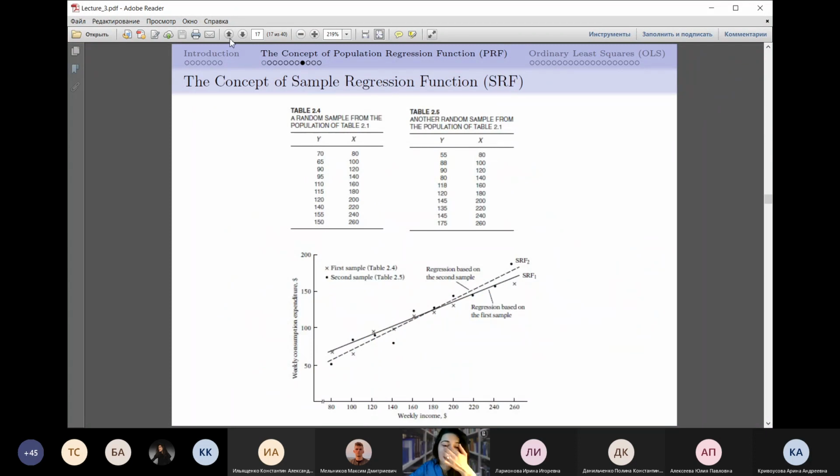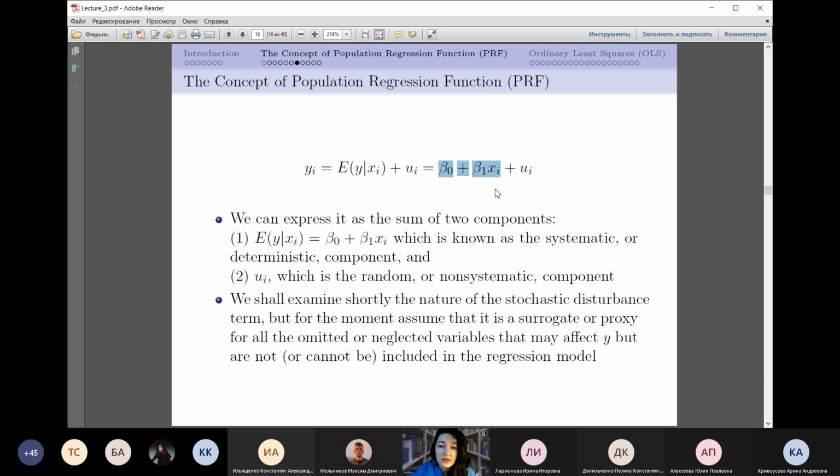That was about the population regression function, about the population regression concept. But we start our discussion today with the idea that instead of the population, we work with a sample. And our main purpose is to find beta 0 and beta 1. So how can we do this if we have the whole population?